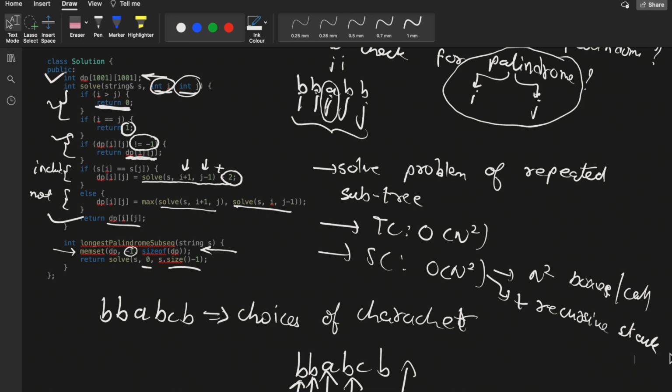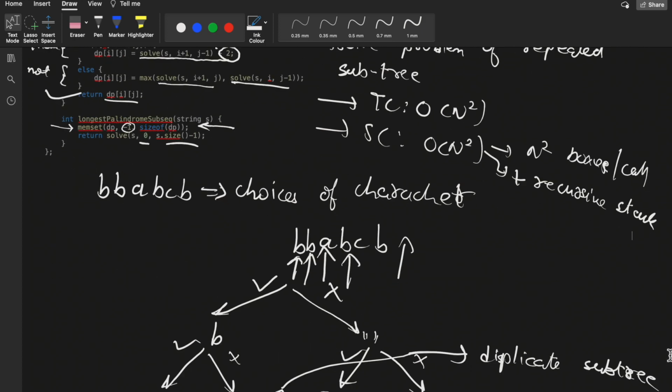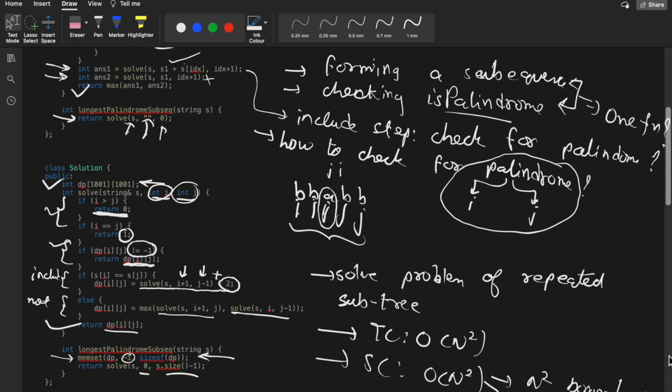And that's all for this video. If you have understood what the recursion tree is, what recursion is, how to code the recursive solution, and based on the recursive solution, how we coded the memoization, I hope you have understood all these different things that we have discussed here.